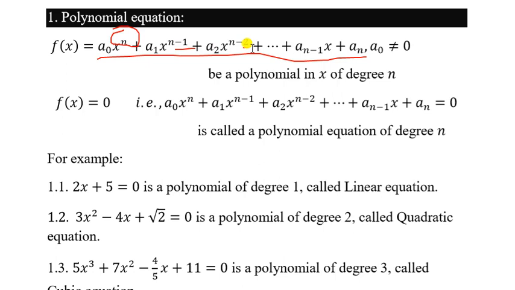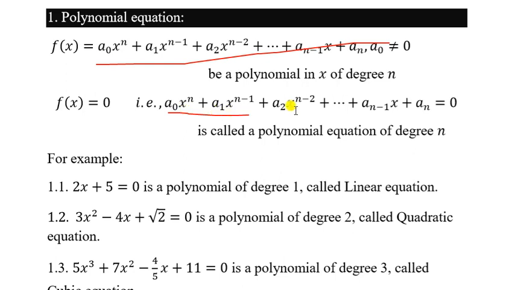And when will it become an equation? When we write equals to 0. Polynomial equals to 0, then it will become a polynomial equation. See, this one is a simple polynomial. This is a simple polynomial. This one is a simple polynomial. But when we write this one equals to 0, then it will become a polynomial equation. This is the difference between polynomial and polynomial equation.